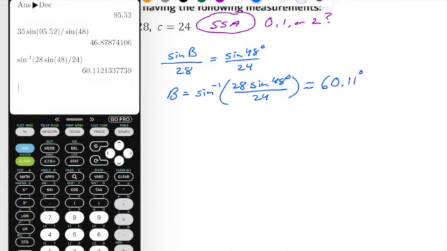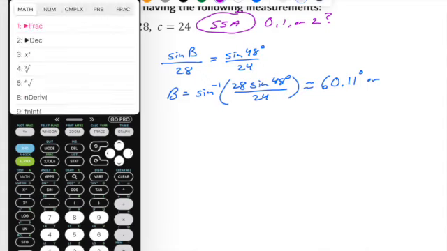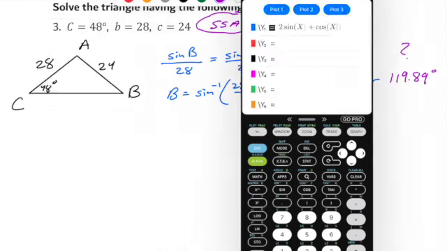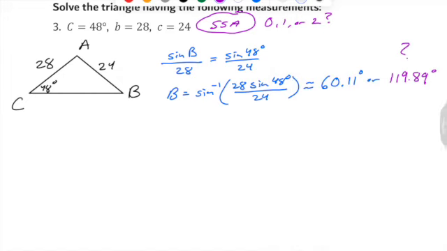So we did get an answer, but what about the second possibility, the supplement there? So the supplement, 180 minus 60.11. This calculator likes to give it as a fraction, so that would be 119.89. Right, that's just quadrant 2. It's going to have that same sine value. But is it a feasible solution in this triangle?